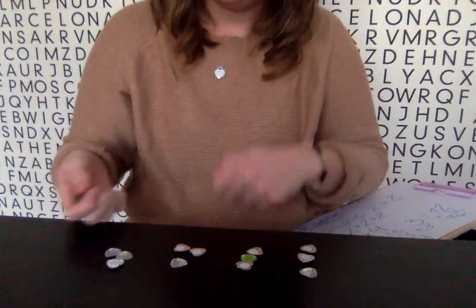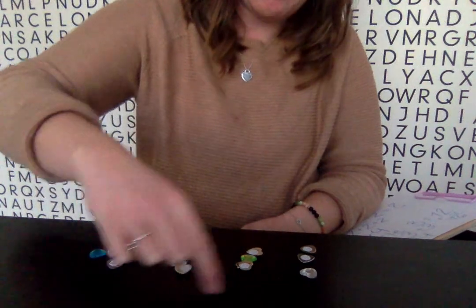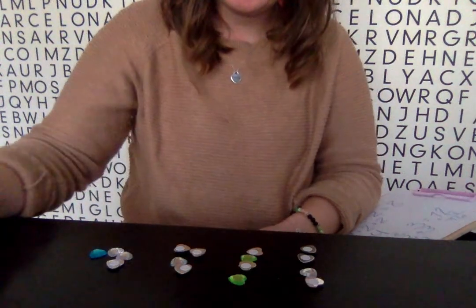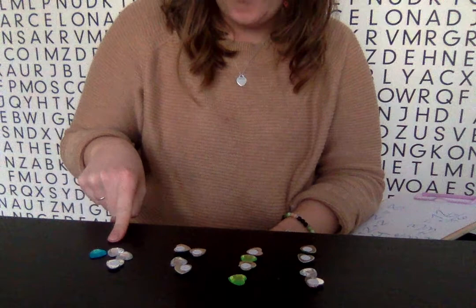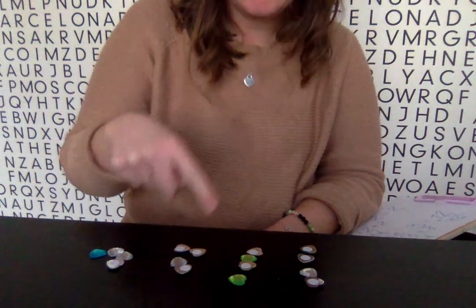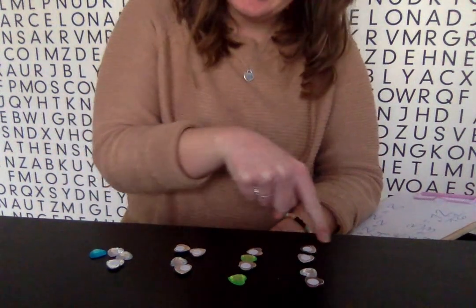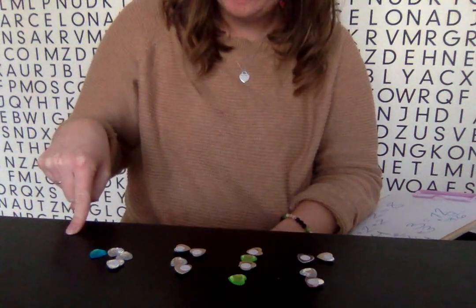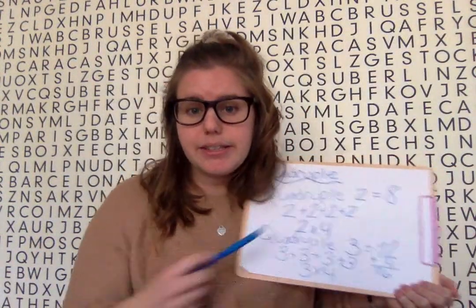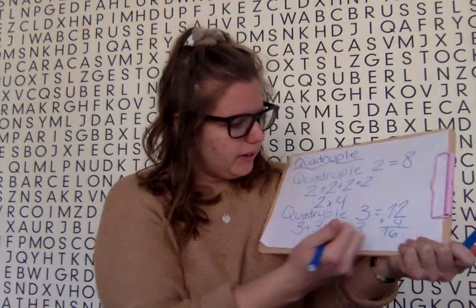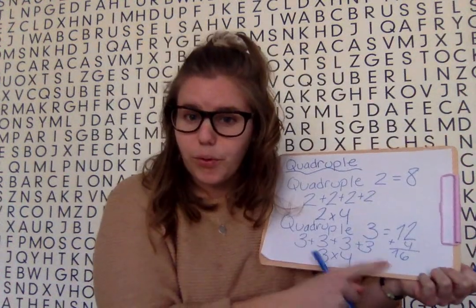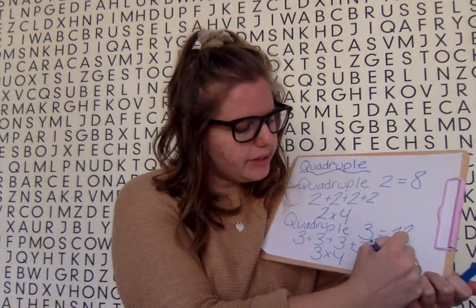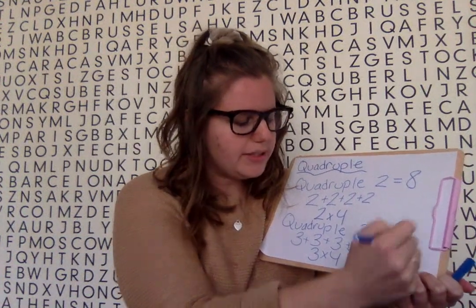So let's see. We have our groups of 3. So now we're going to add one more and make a group of 4. This time we can count by 4s. So we have 4, 8, 12, 16. So 4 times 4, or quadruple 4, is 16. And we could keep going that way. We could say 16 plus 4, because we're doing quadruple. So 16 plus 4 is 20.